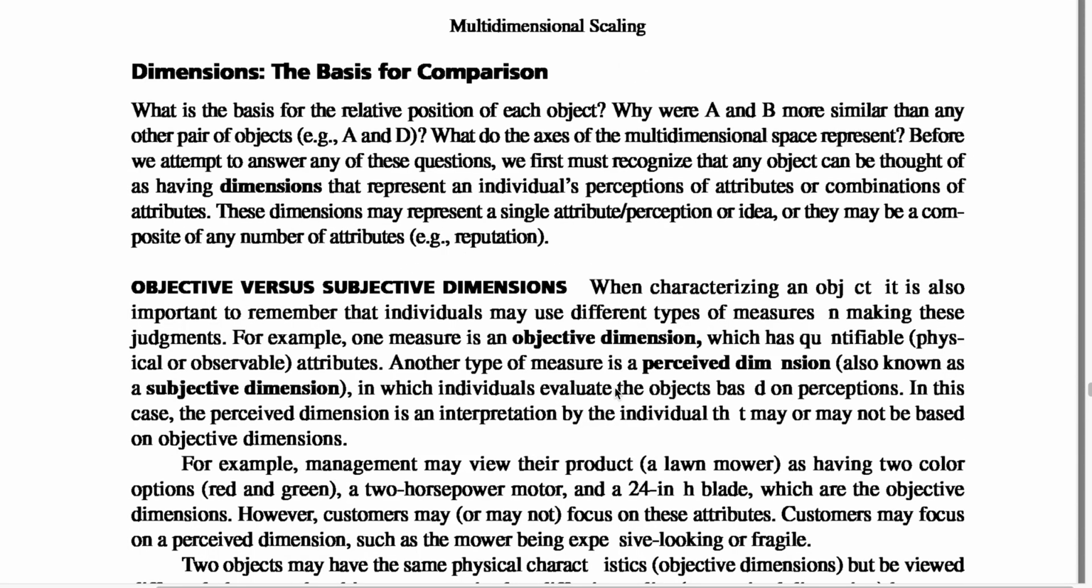Dimensions, the basis for comparison. What is the basis for the relative position of each object? Why were A and B more similar than any other pair of objects, for example, A and D? What do the axes of the multidimensional space represent?